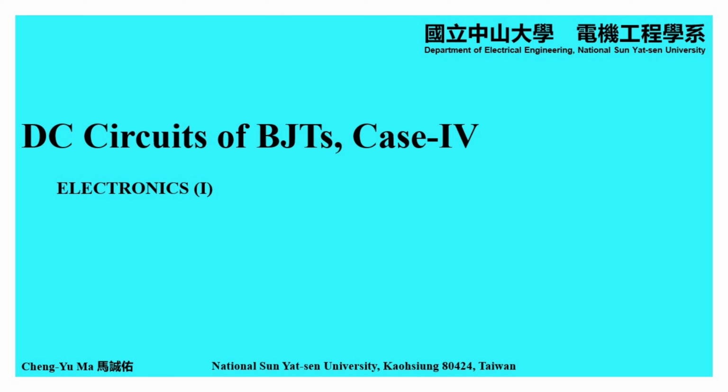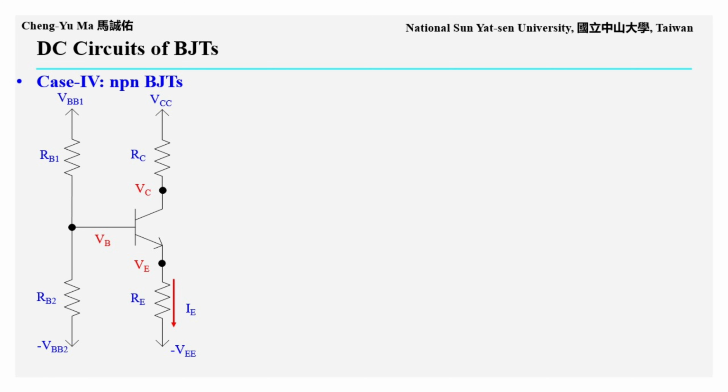Hello, everyone. In this section of electronics, we will introduce DC circuit analysis for bipolar junction transistors, or BJTs. This section focuses on case 4. In the previous section, we finished the case 3 BJT circuit analysis. Now we introduce the most commonly used DC biasing method, as shown in the circuit. This circuit can be viewed as a variation of case 3.